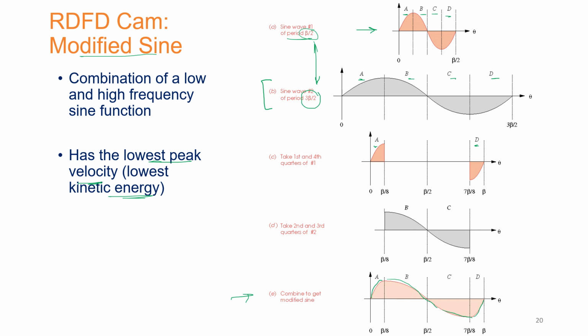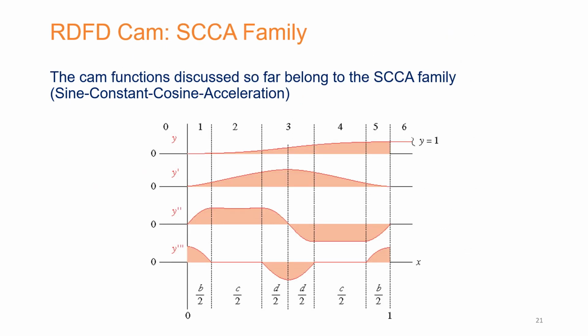So in this gradual improvement fashion, we can find out ways to further improve the cam profiles, as we have done gradually in our case. So the cam functions that we have discussed so far belong to a particular family, what we call the SCCA family. This corresponds with the sine, constant, cosine, acceleration. So this corresponds with the way we define the acceleration, and in that how we plug in the other expressions.